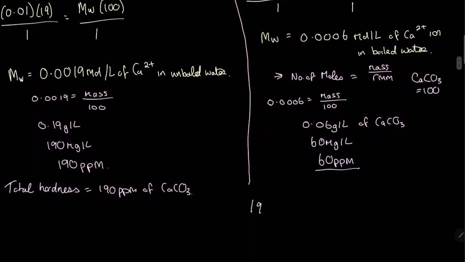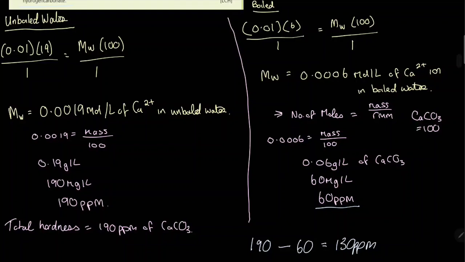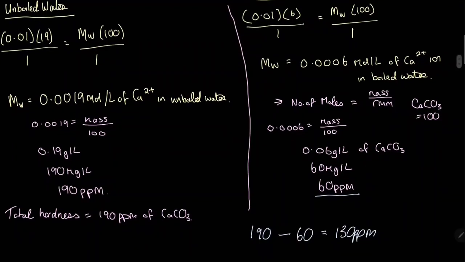We can just take them away. So this is it, unboiled, 190. That was the level of hardness. Then when we removed the calcium hydrogen carbonate by boiling it, it's now down to 60 parts per million. So 190 take away 60 is 130 parts per million. So the 130 parts per million was all of the hardness that we've removed because we boiled the water.